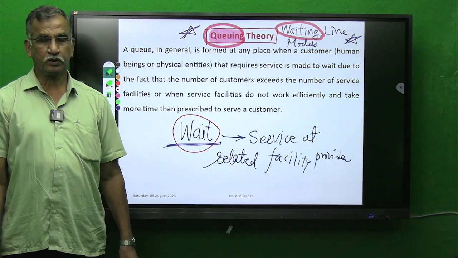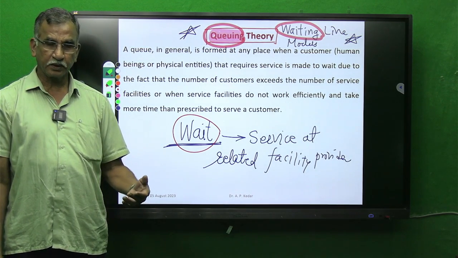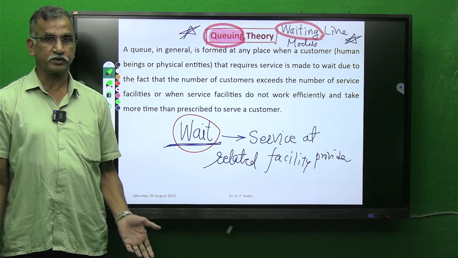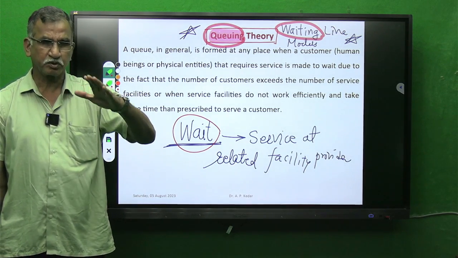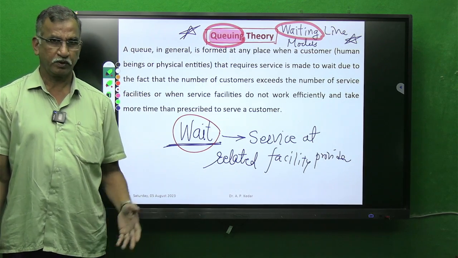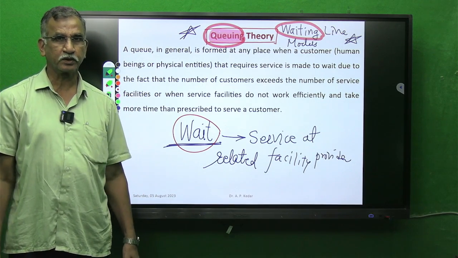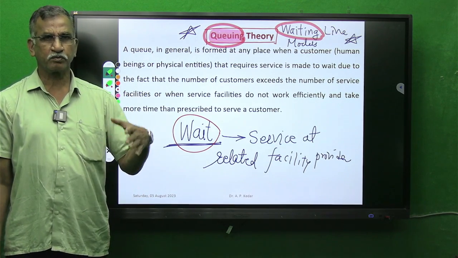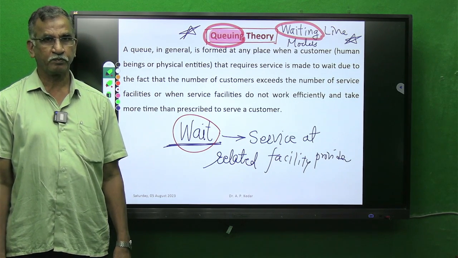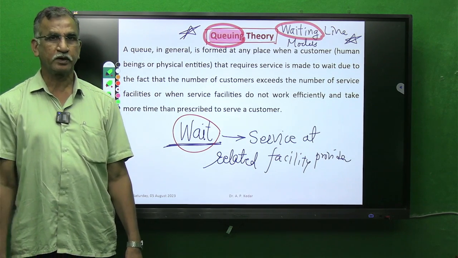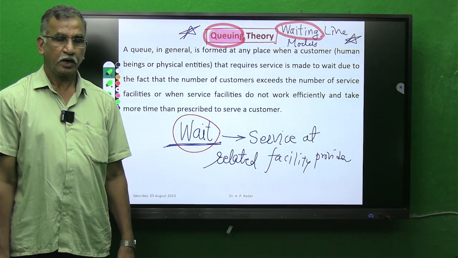We, as individuals, are interested in getting service. There are many numerous types of services that we'll discuss as we progress in this topic. A variety of services are available or required for human beings, and there are service providers.